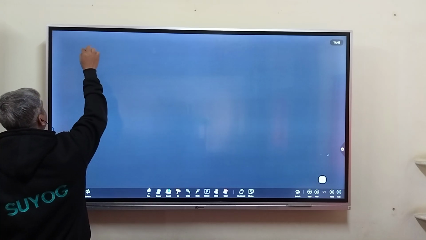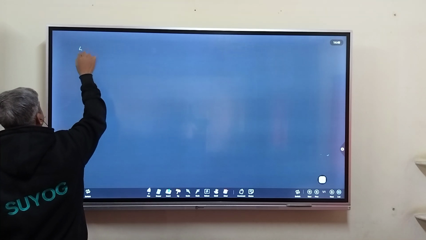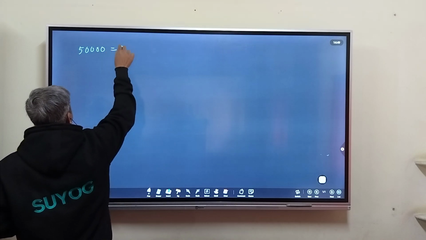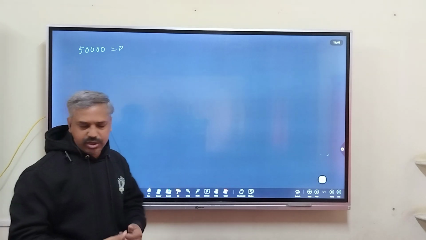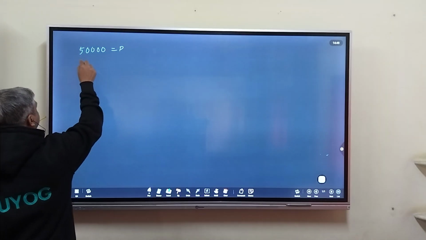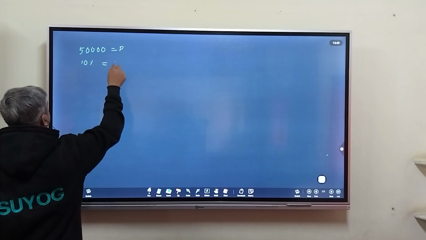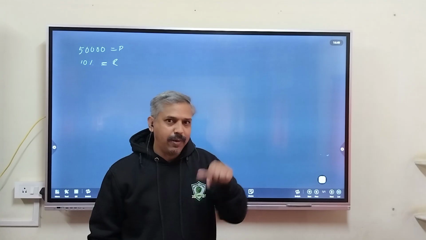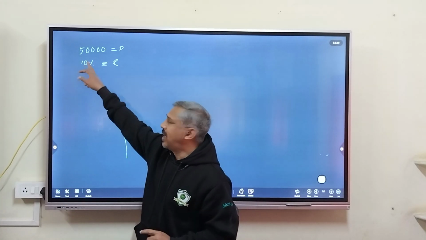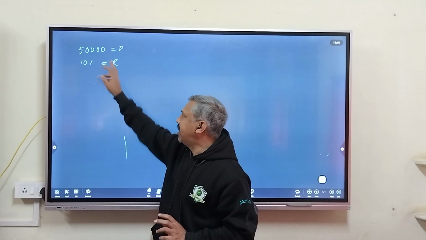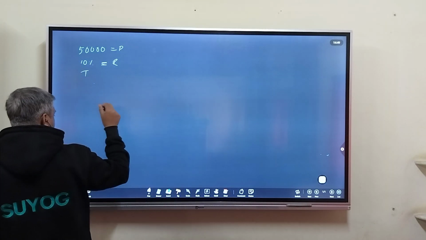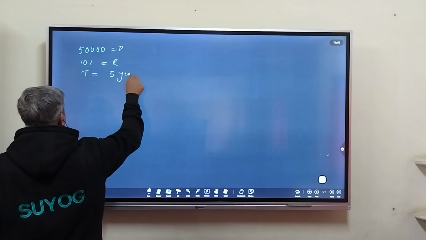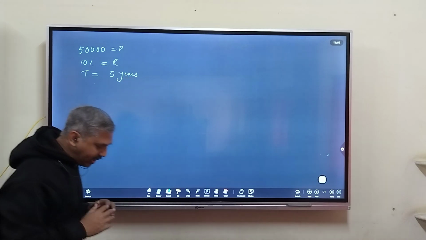Suppose someone has lent you some money, let's say 50,000 rupees. That is the principal amount. The rate of interest has already been decided, and it is 10%. The rate of interest is written as a percentage, but it's actually percent per annum. So 10% per annum is the rate of interest, and the time for which the loan has been taken is, let's say, 5 years. So what is simple interest?